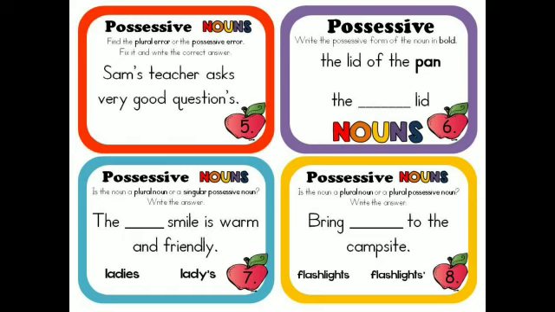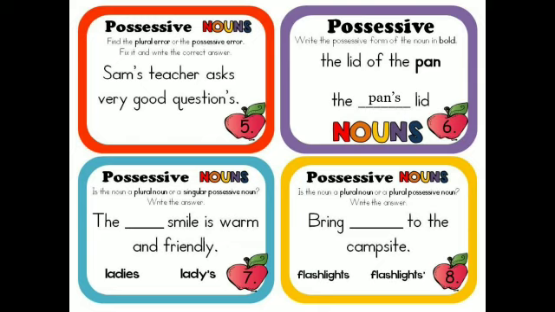The lid of the pan. Okay, so the word which is written in bold, that is pan, we have to show the possession of that. So how will we write? As it is singular, first we have to identify whether it is singular or plural. If it is singular and it is not ending with s, we will add apostrophe s to it. The pan's lid. This is the correct form.